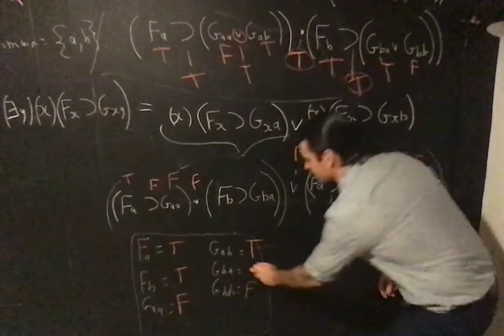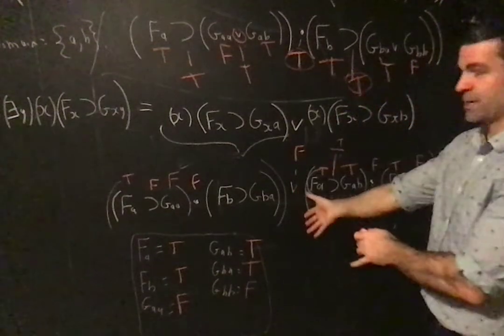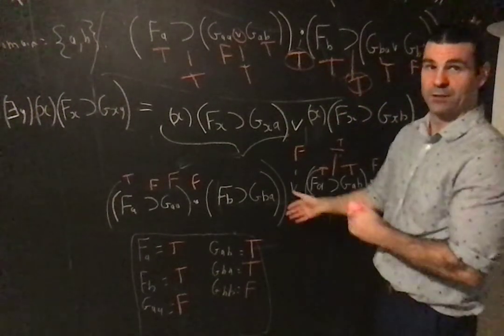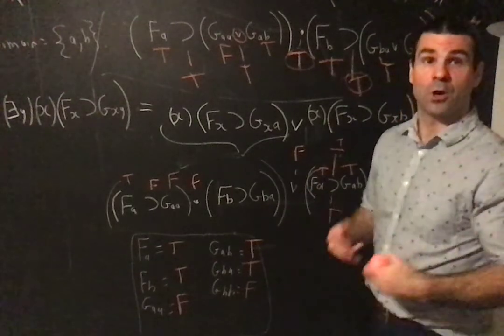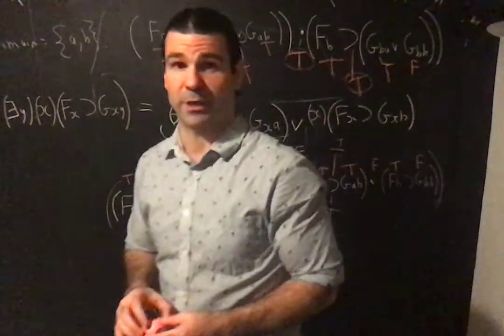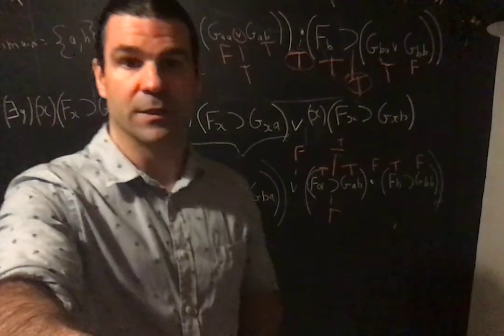GBA is true, and we can say this is our counterexample, right? So you point to this and say, this assignment of truth values makes the premises true and the conclusion false. We have produced a counterexample in this domain of two individuals. And that's the end of the course.